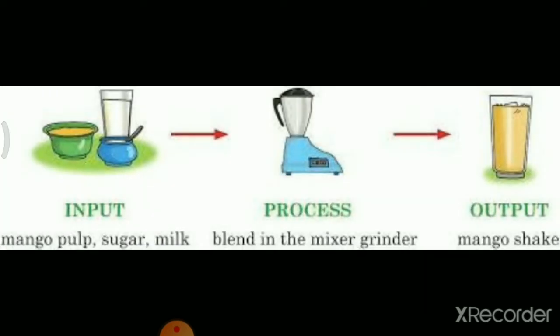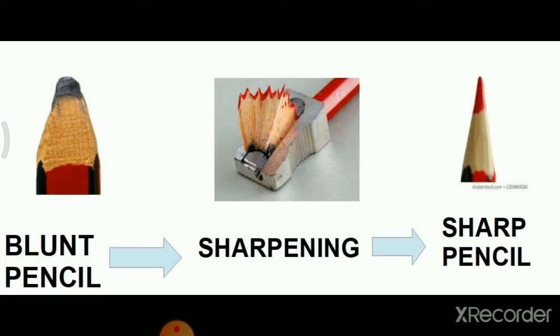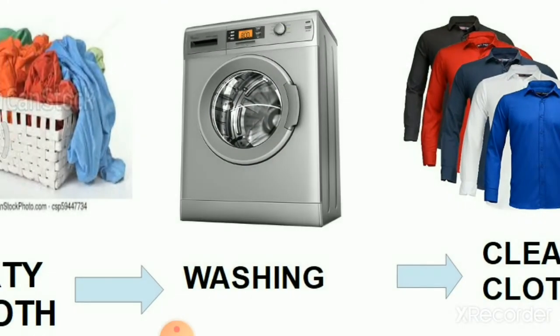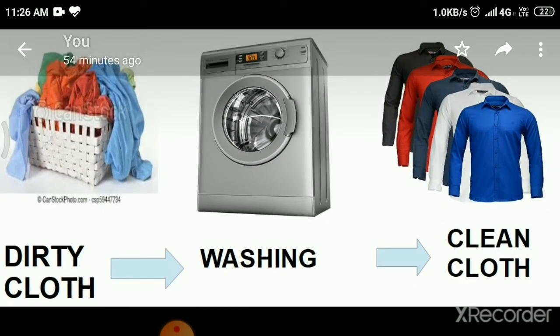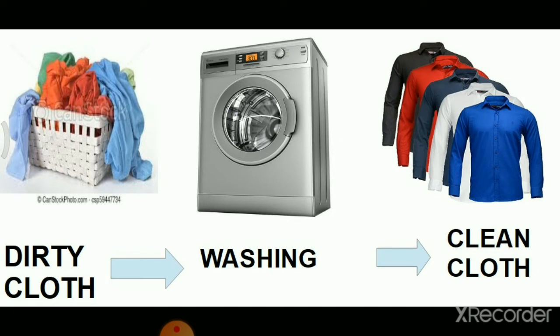Another one is how to make a mango shake. Here inputs are mango pulp, sugar and milk. Process, blend in the mixer grinder. Output, mango shake. Another common example: input is a blunt pencil. Then process is sharpening. Output is a sharp pencil. Another one. Here input is dirty cloth. Process, washing. Then output is clean cloth.